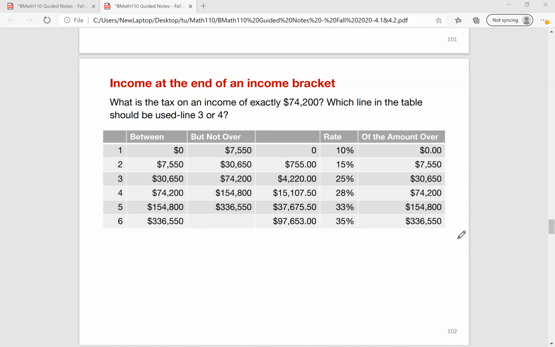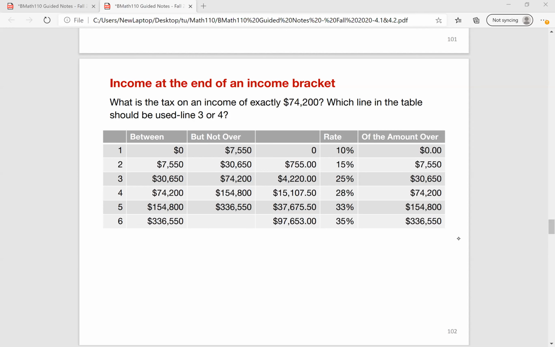Hey everyone, today I will continue in section 4.2, and we're going to keep going with the problem of the income tax. So what is the tax on an income of exactly 74,200, and which line in the table should be used, line 3 or line 4?